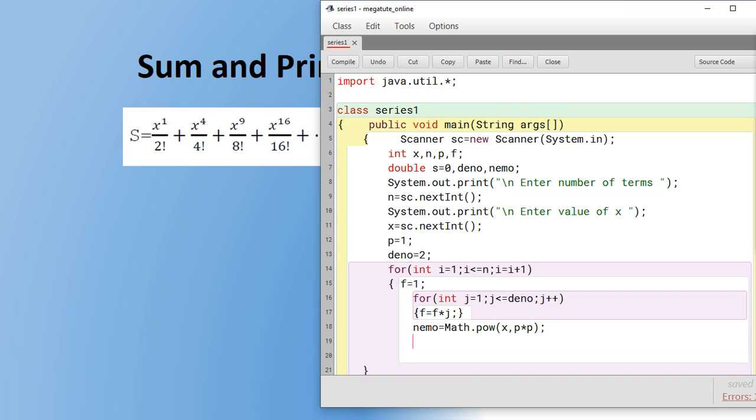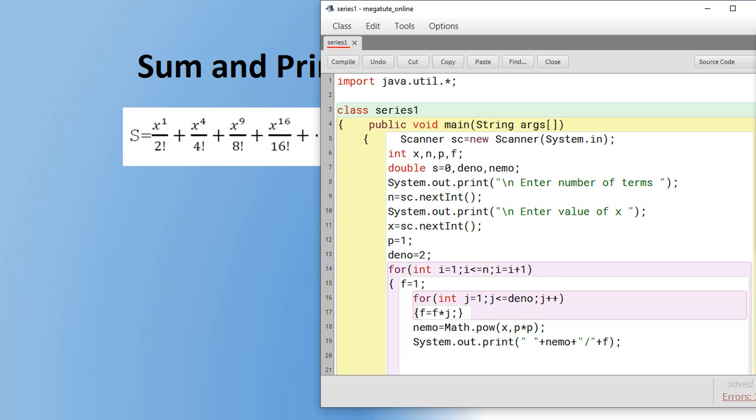Okay, now I need to print the series. So what I'll do, I'll say System.out.print, a little gap. I'll print numerator plus the slash sign, division sign, and then the value of f, because the denominator is factorial of the values which are changing, which is f over here. Now I need to do the increment.